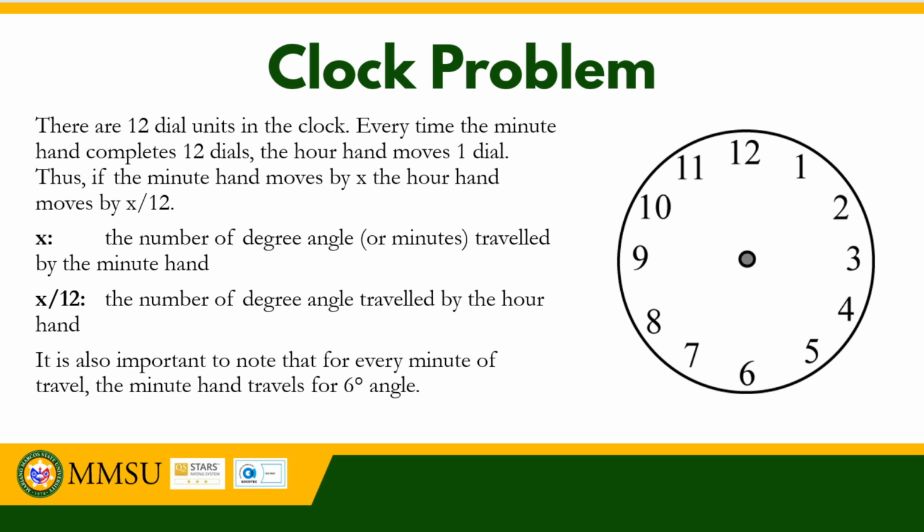Okay, as you can see on the screen right now, there are 12 dial units in the clock. Every time the minute hand completes 12 dials, the hour hand moves one dial. So, if the minute hand moves by x, then the hour hand moves by x over 12.